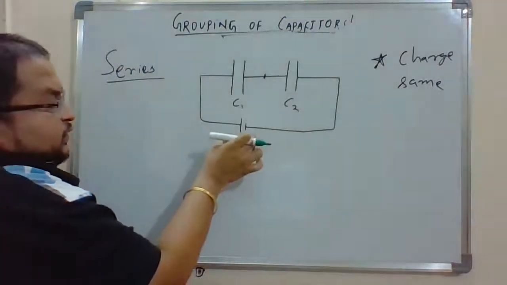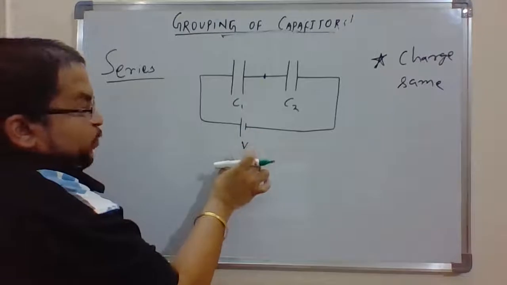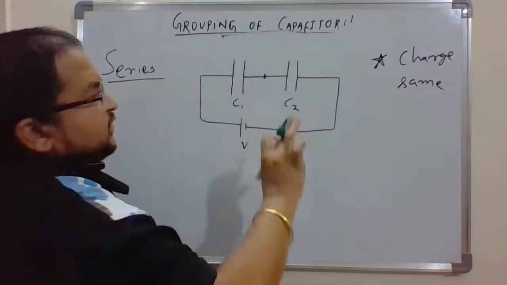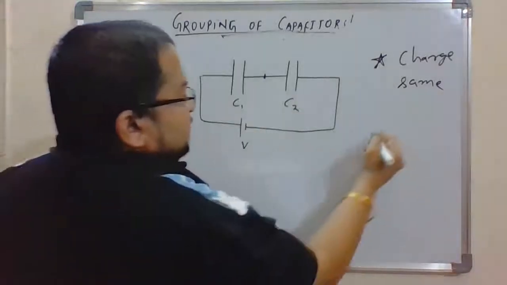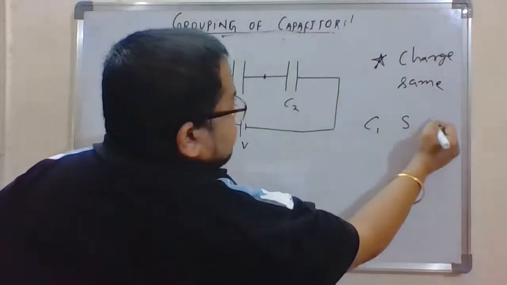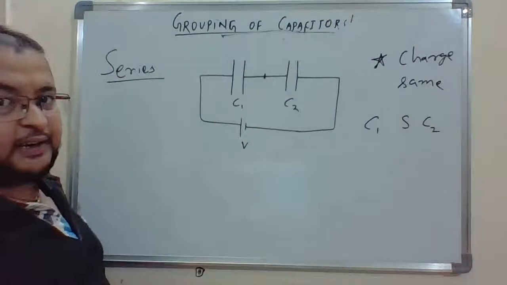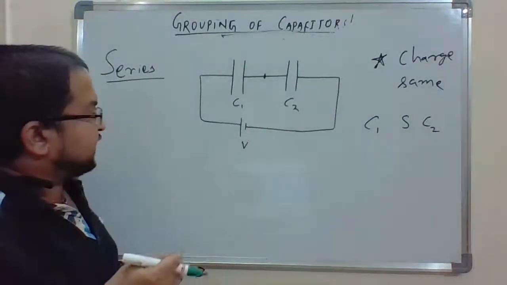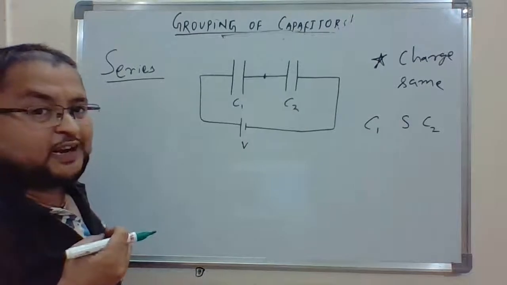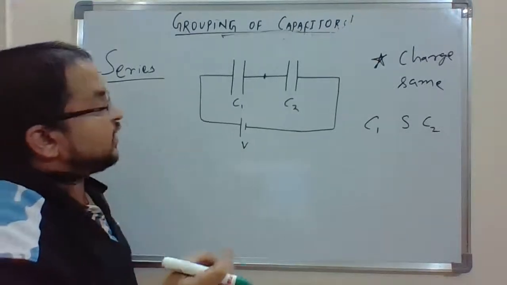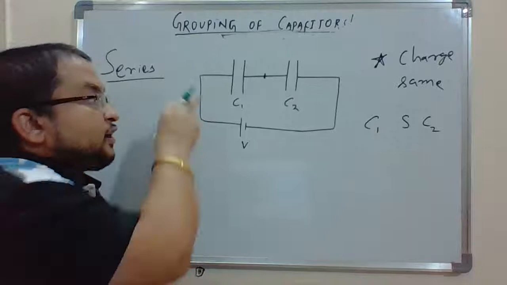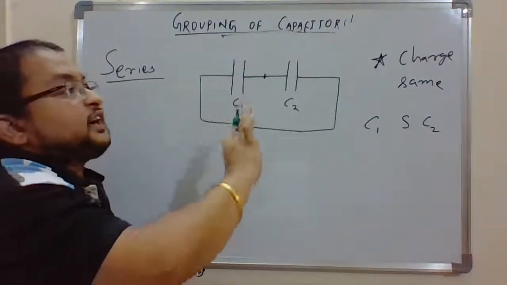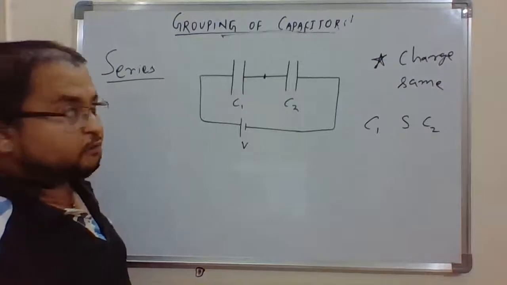So suppose this is a cell which provides a potential difference of V. You have two capacitors C1 and C2. Charge across them is the same. Then here we will say that C1 is in series with C2. Okay. Now this is the definition, but now let us also use our analysis to understand if two capacitors are connected like this, will charge actually remain the same on them or not, right?